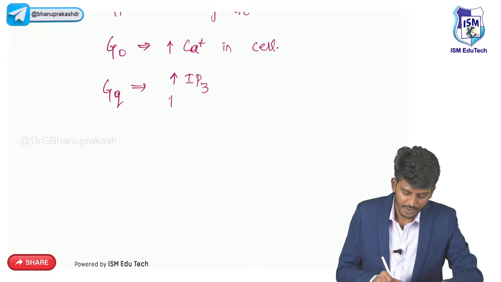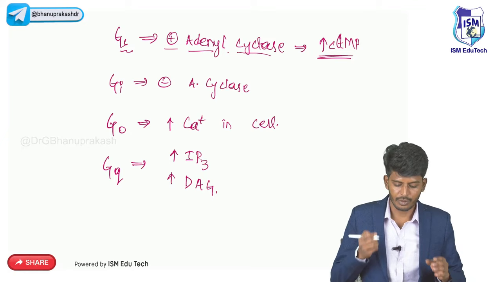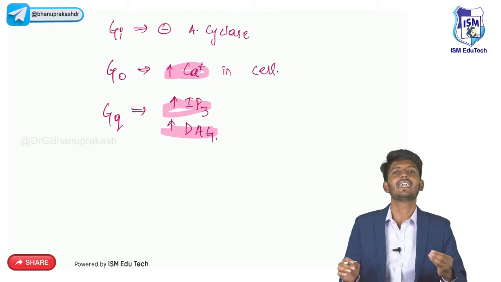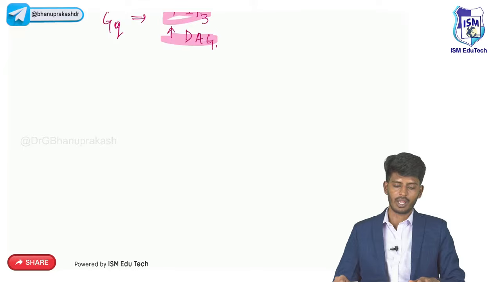These substances will also increase. If you notice here, after the receptor is stimulated, one substance comes: cAMP, calcium, IP3, or DAG. All of these substances are called secondary messengers. So, these are the subtypes of the G protein coupled receptor: Gi, Gq, Go, Gs. Okay. Now, let's go to the next important one.